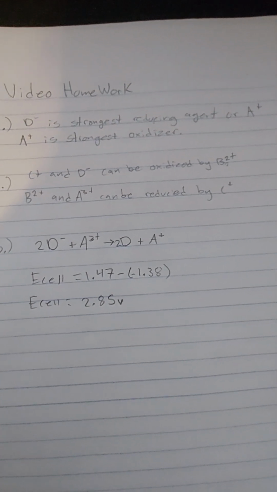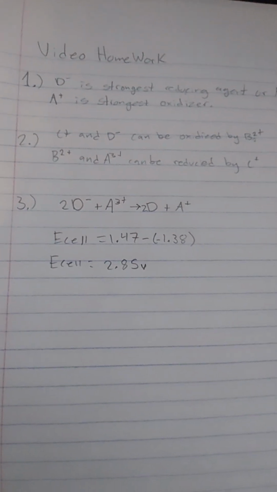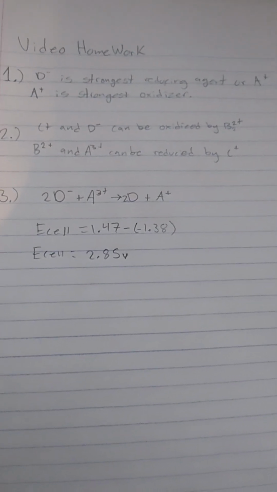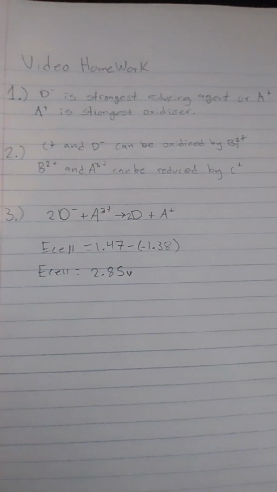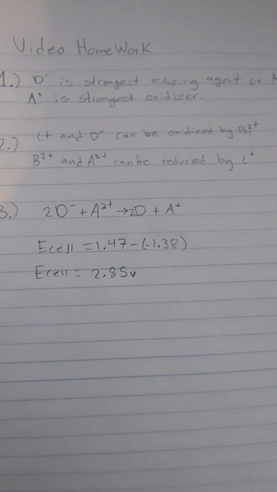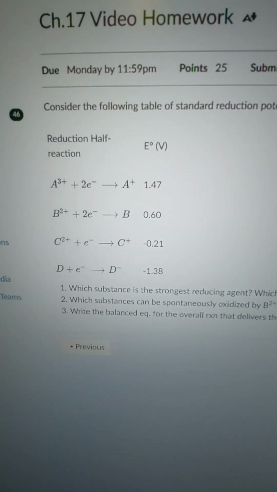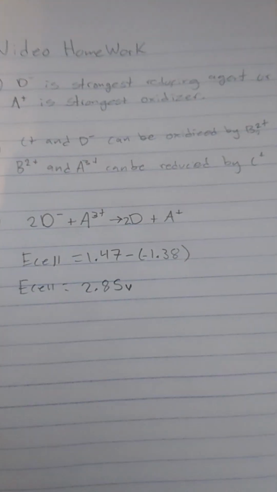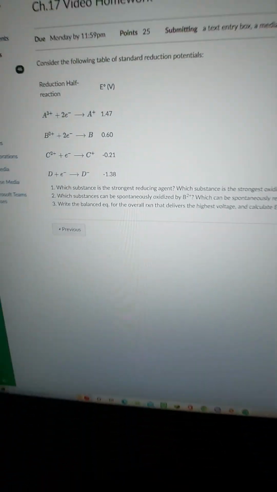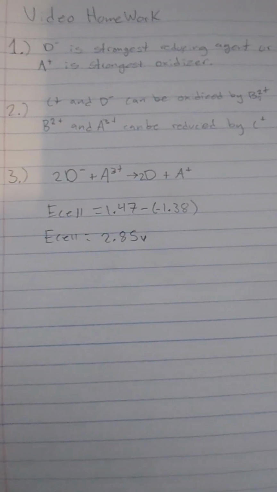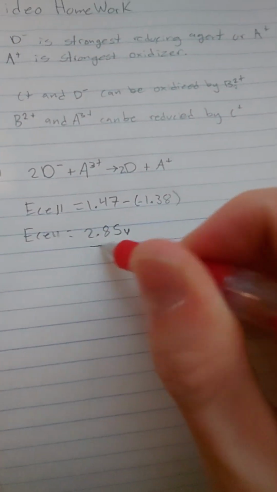And then we have to calculate the E, and that's easy. We just take the cathode minus the anode. And so our cathode is the thing that is being reduced. So we have here 1.47. It's gaining the electrons, it's being reduced. And then minus the anode, and our anode cell potential is actually negative. And that's being oxidized, it's giving up the electrons, and so it's actually going to be a positive number. So you're just going to add them together, and for that I got 2.85 volts.